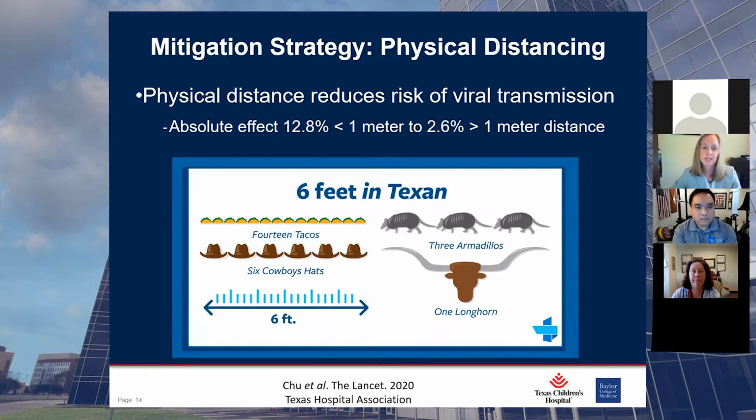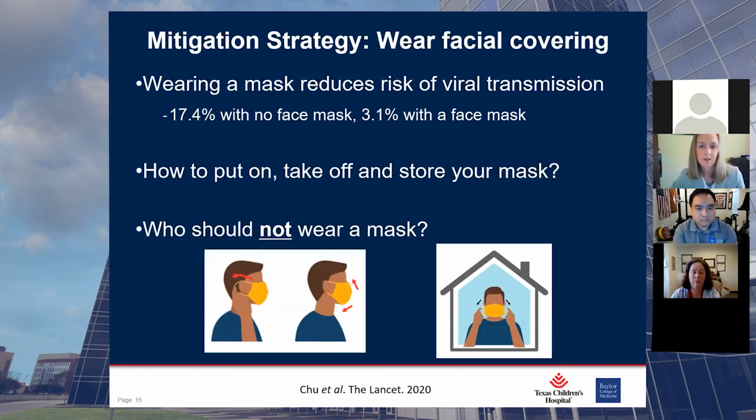The second mitigation strategy, which we've heard a lot of, is physical distancing. So we know that physical distancing reduces the risk of viral transmission. There are studies suggesting any time that you increase over 1 meter, that risk of transmission goes down significantly. The last piece of mitigation strategy is wearing facial coverings. So we again know that wearing a face mask will reduce the risk of viral transmission significantly.